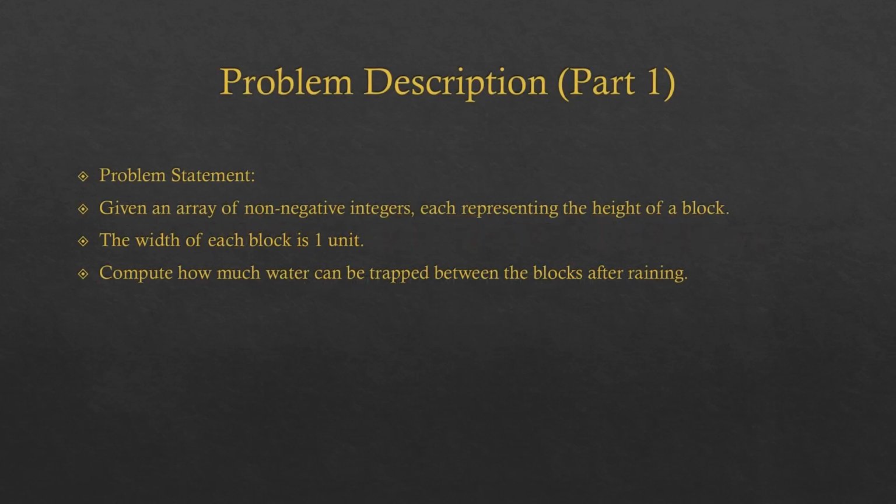Let's start by understanding the problem statement. We are given an array of non-negative integers where each element represents the height of a block. The goal is to calculate how much water can be trapped between these blocks after it rains.